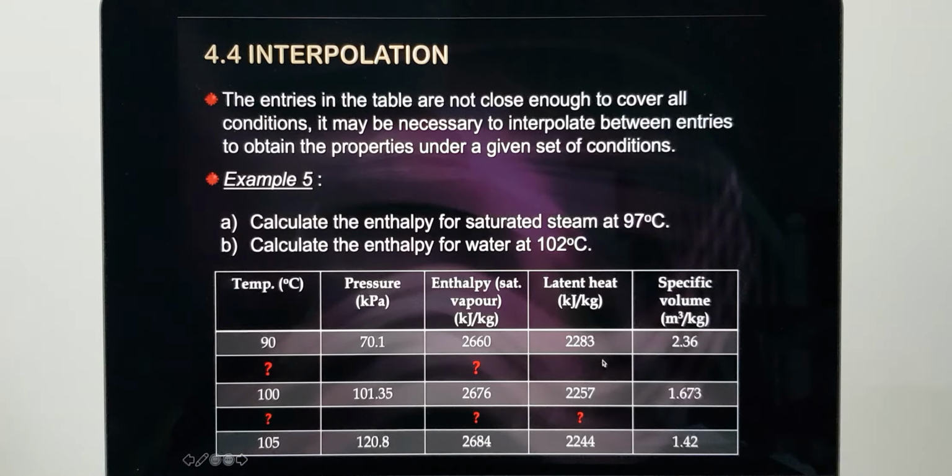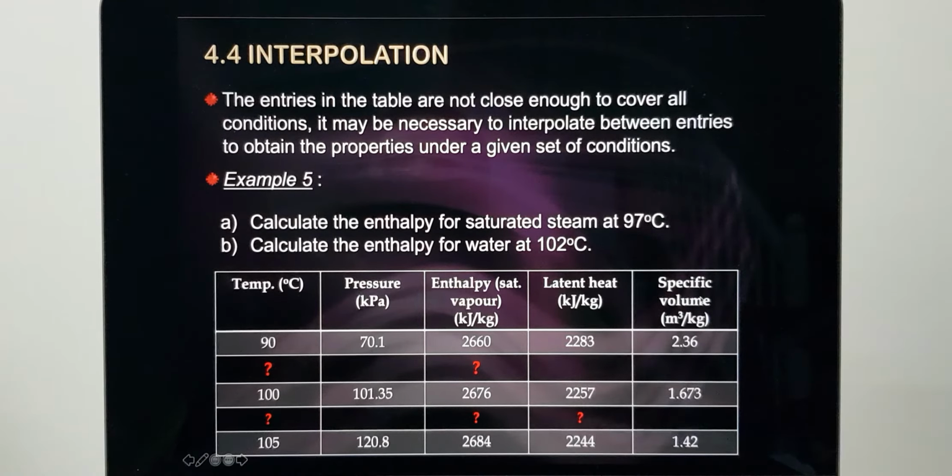These values I get from the steam table in attachment number 1. If you are not convinced, then you can check on your own whether these values are correct or incorrect. So now, since 97 is located in between 90 and 100, and 102 degrees Celsius is located in between 100 and 105 degrees Celsius, you need to do interpolation. You need to do some simple subtraction and division. Okay, so now let's move on to the example so that you have a better understanding.